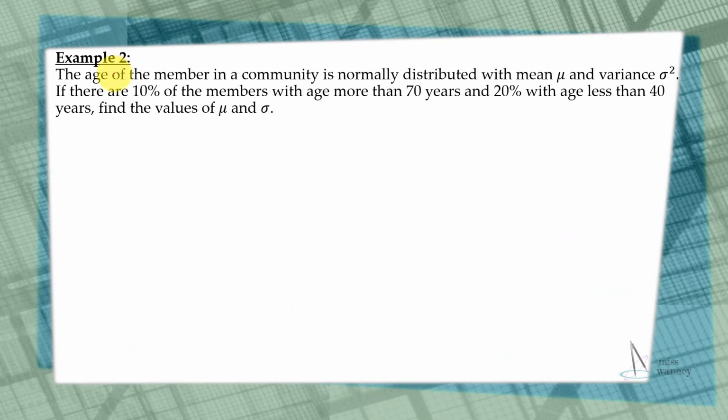Okay, so the second example, the age of the member in a community is normally distributed with mean, so we don't know what is the mean, mu, and variance, sigma squared. So let me write down, let X be the age of the member in a community.